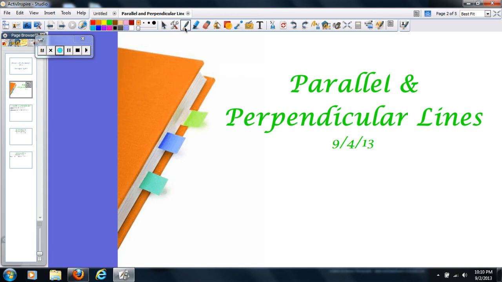Tonight we're going to be covering parallel and perpendicular lines. And then tomorrow you guys will have a worksheet on that. Then Friday we're going to be doing some group stuff dealing with graphing as well. So there will be no notes tomorrow, which is Thursday evening. So tonight's parallel and perpendicular lines.